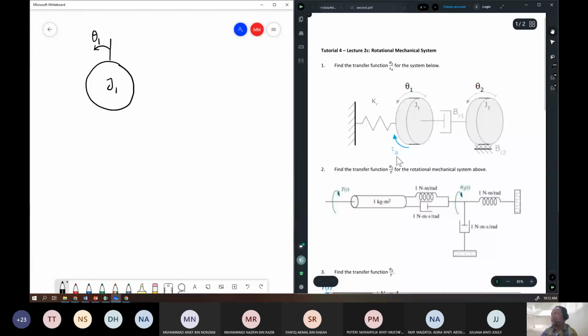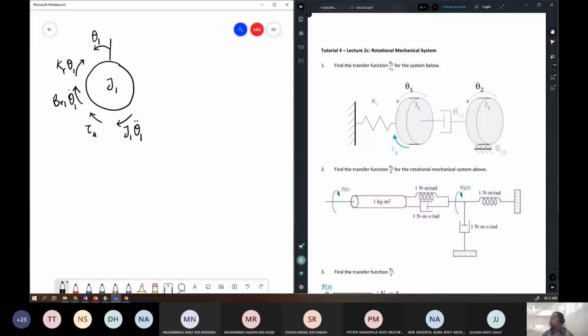Okay, so let's draw the torques on the free body diagram. First is the spring. So we have spring KR theta 1, and then the damper BR1 theta 1 dot. And then we have the input torque, which is in the clockwise direction. And also we need to consider the inertia, so we have J1 theta 1 double dot.